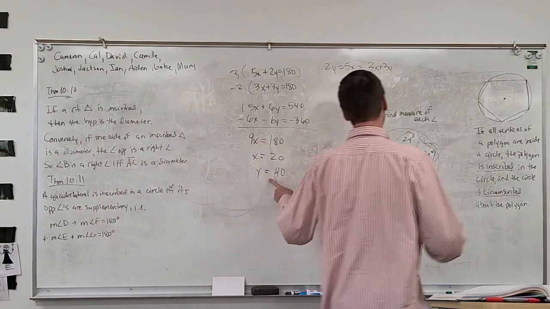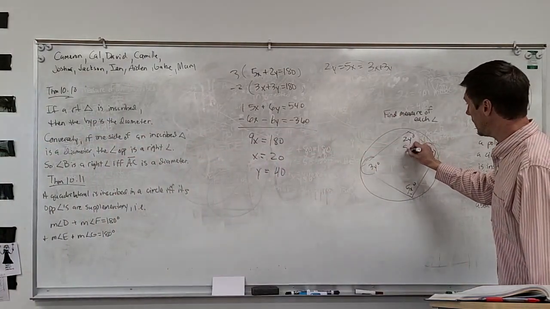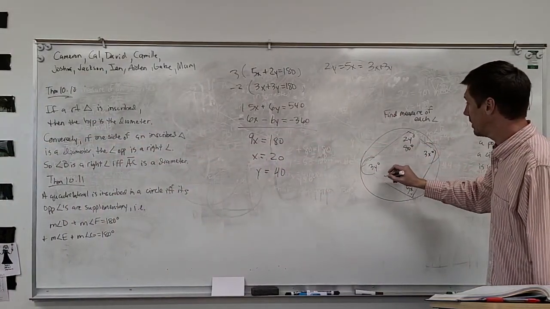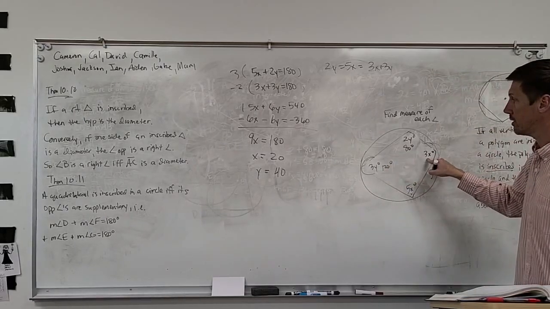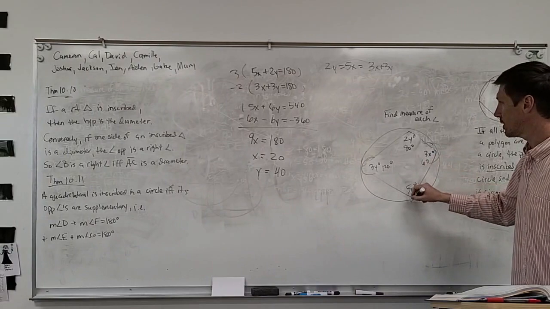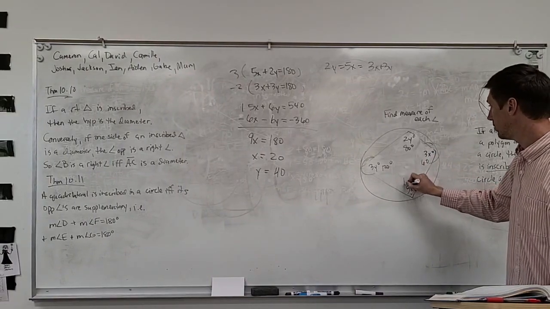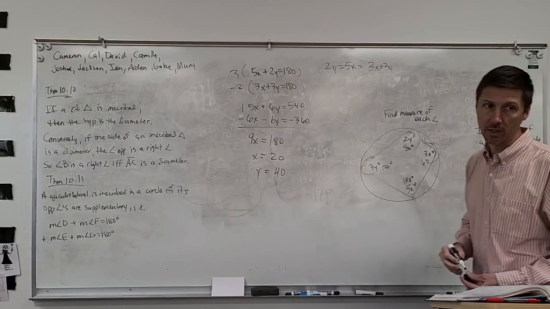So that would mean then we have to say that this angle here is equal to 80 degrees, this angle here is equal to 120 degrees, this angle here is equal to 60 degrees, and this angle down here is equal to 100 degrees, all right? So that would be the final answer to the problem.